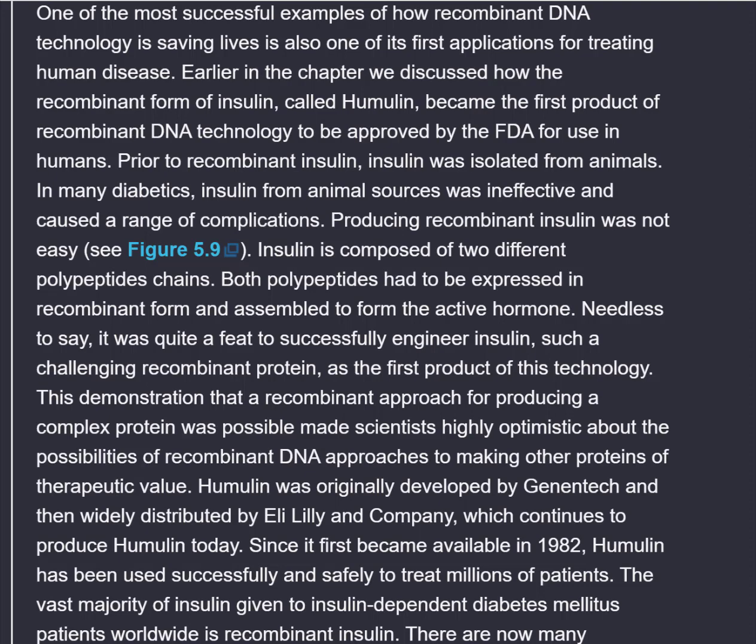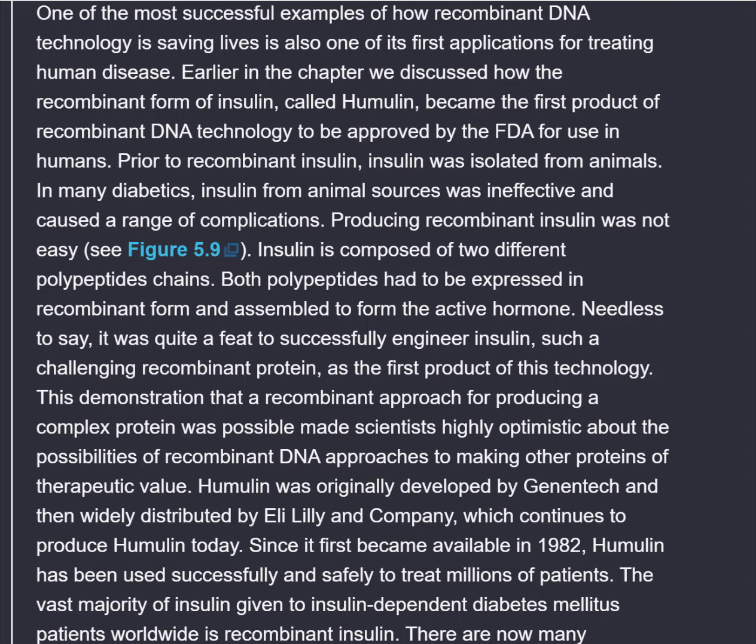Prior to recombinant insulin, insulin was isolated from animals. In many diabetics, insulin from animal sources was ineffective and caused a range of complications. Producing recombinant insulin was not easy, see Figure 5.9. Insulin is composed of two different polypeptide chains. Both polypeptides had to be expressed in recombinant form and assembled to form the active hormone. Needless to say, it was quite a feat to successfully engineer insulin, such a challenging recombinant protein, as the first product of this technology.